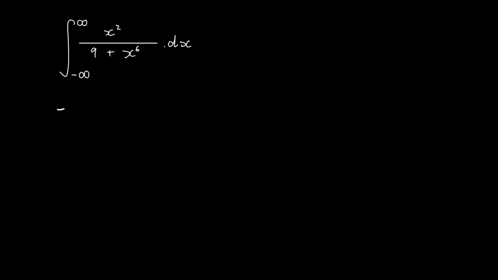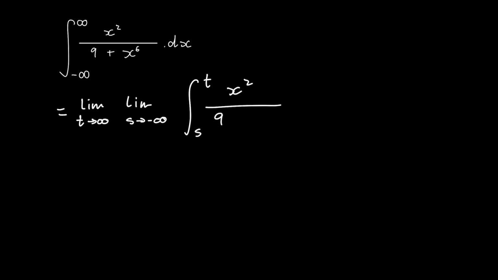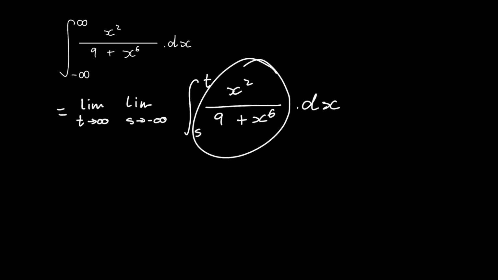So the first thing we notice from looking at this integral is that it's an improper integral. So let's first make it a definite integral that is possible to work with. We do the limit as t approaches infinity and the limit as s approaches negative infinity of the integral from s to t. Then we'll try and think of a possible way that we can solve this integral as if it was an indefinite integral first, because that's essentially what's required when we're solving definite integrals.